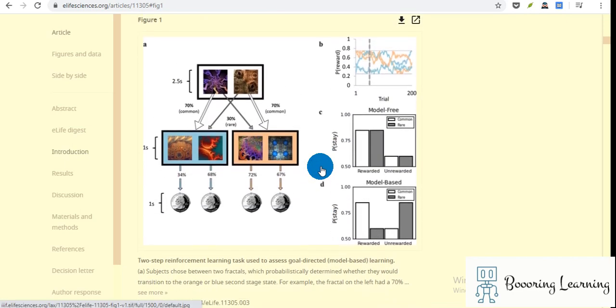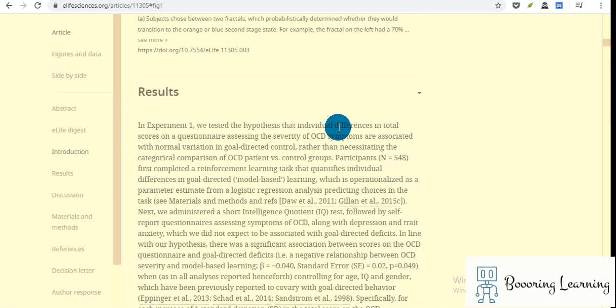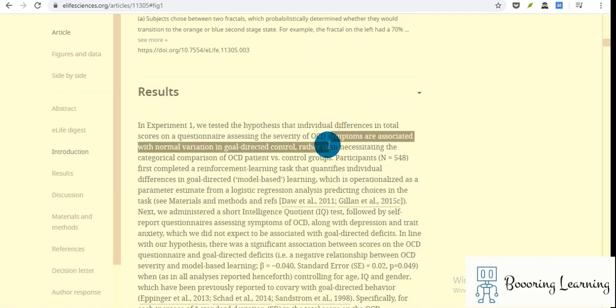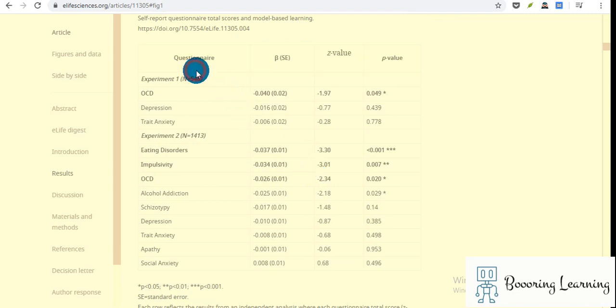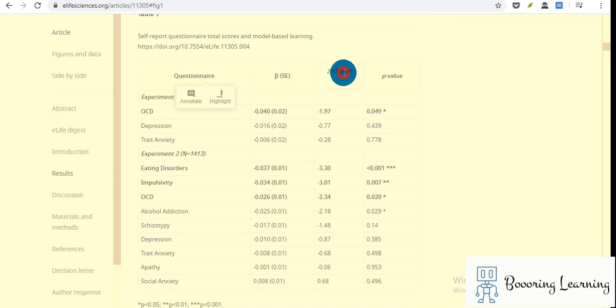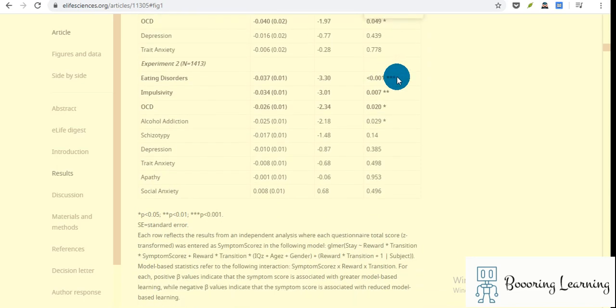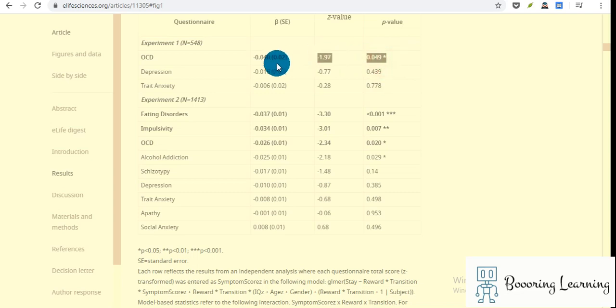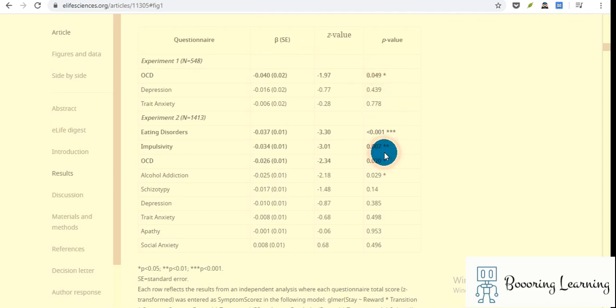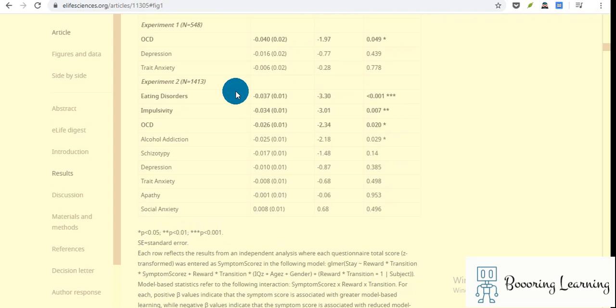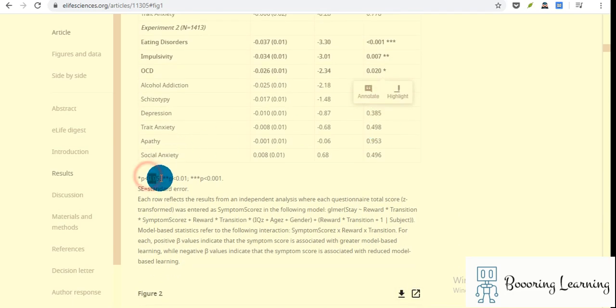There are several experiments, and they test the hypothesis that individual differences in total scores, the severity of OCD symptoms, are associated with goal-directed control. So here the questionnaire includes this value, and they use it to calculate effect size and p-value, you probably know it. This is almost not significant. That is funny. If it were 0.05, then the study result would be different, and that's suspicious. But in experiment 2, it's not that suspicious. So 0.05.